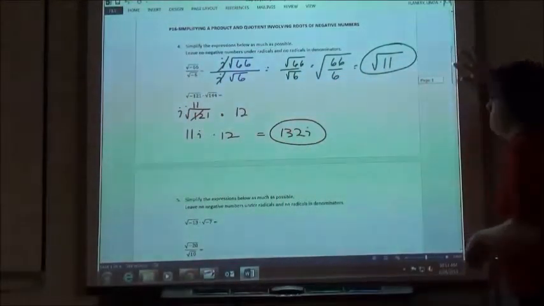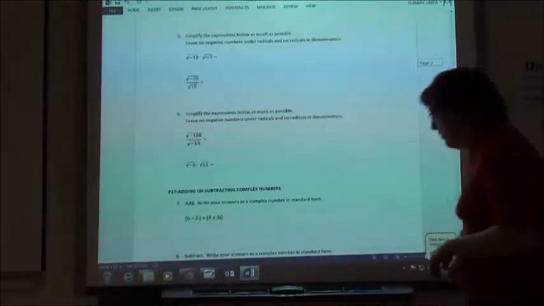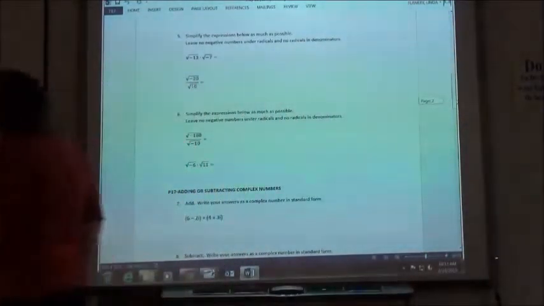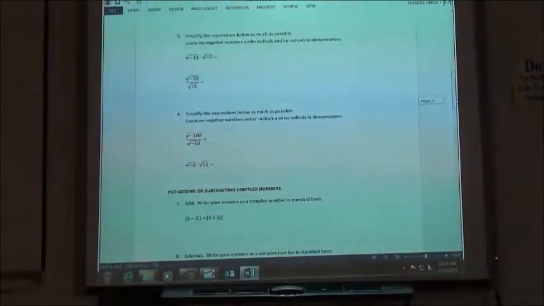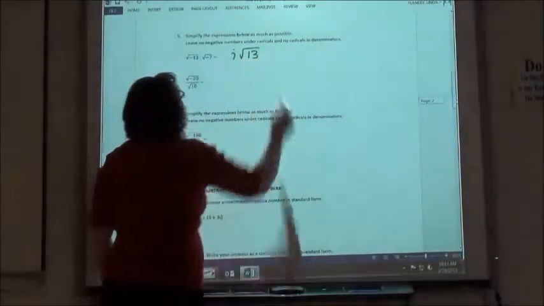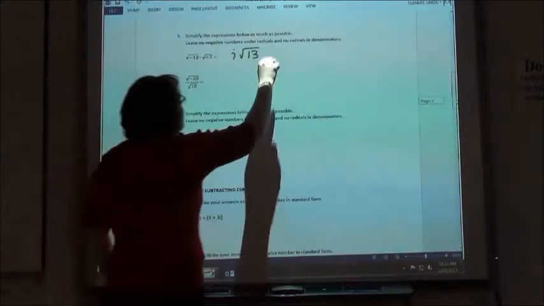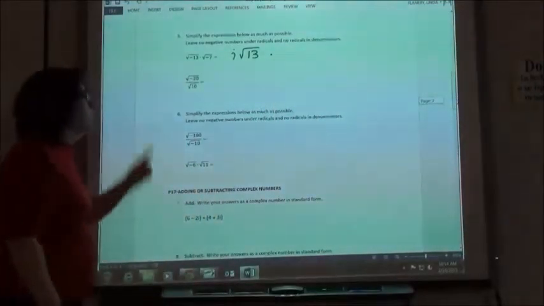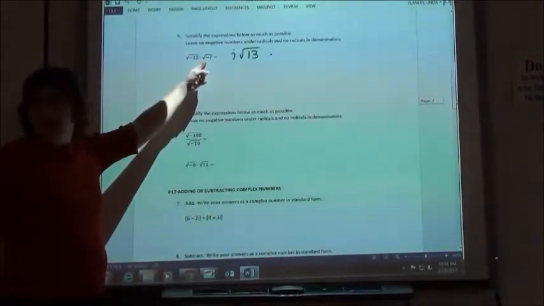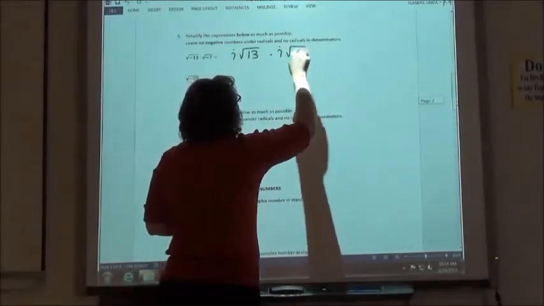All right. Number 5. We have the square root of negative 13 times the square root of negative 7. So, first part of that, what can I do with that? You're going to do i square root of 13. 13 doesn't have anything that I can simplify any farther, so I just write it as i square root of 13. Times, second part of that, square root of 7. It does have the negative, so I have to write it as i square root of 7.